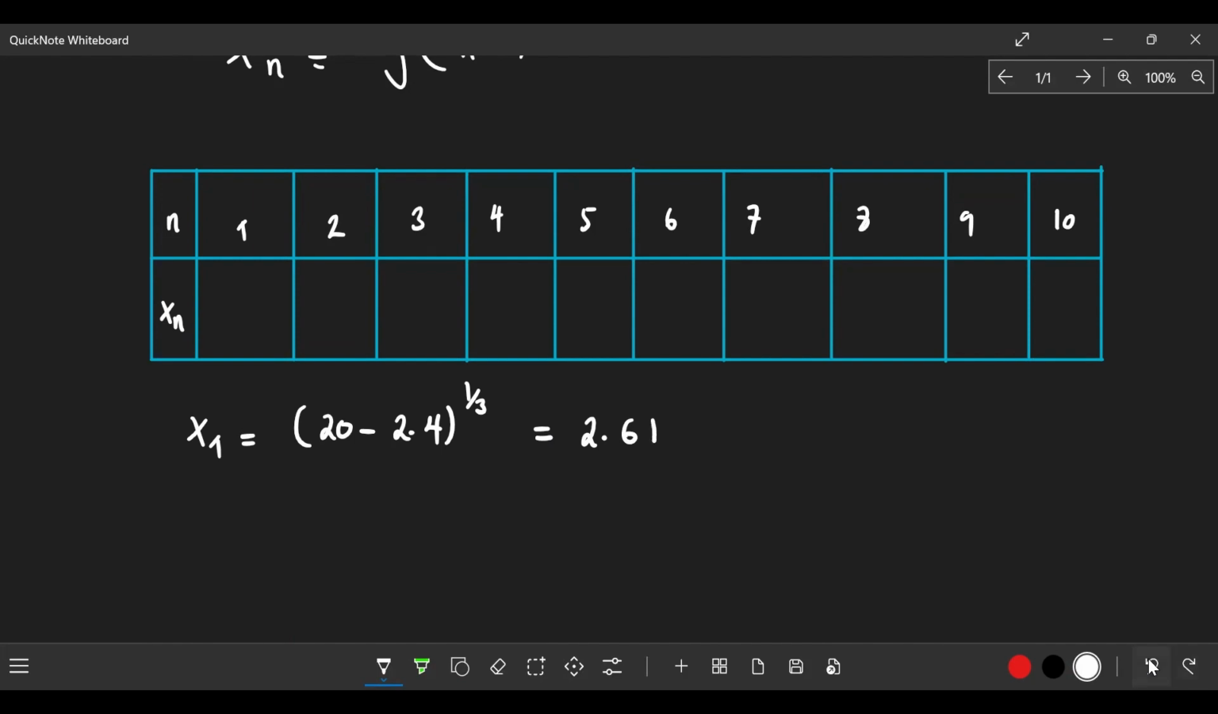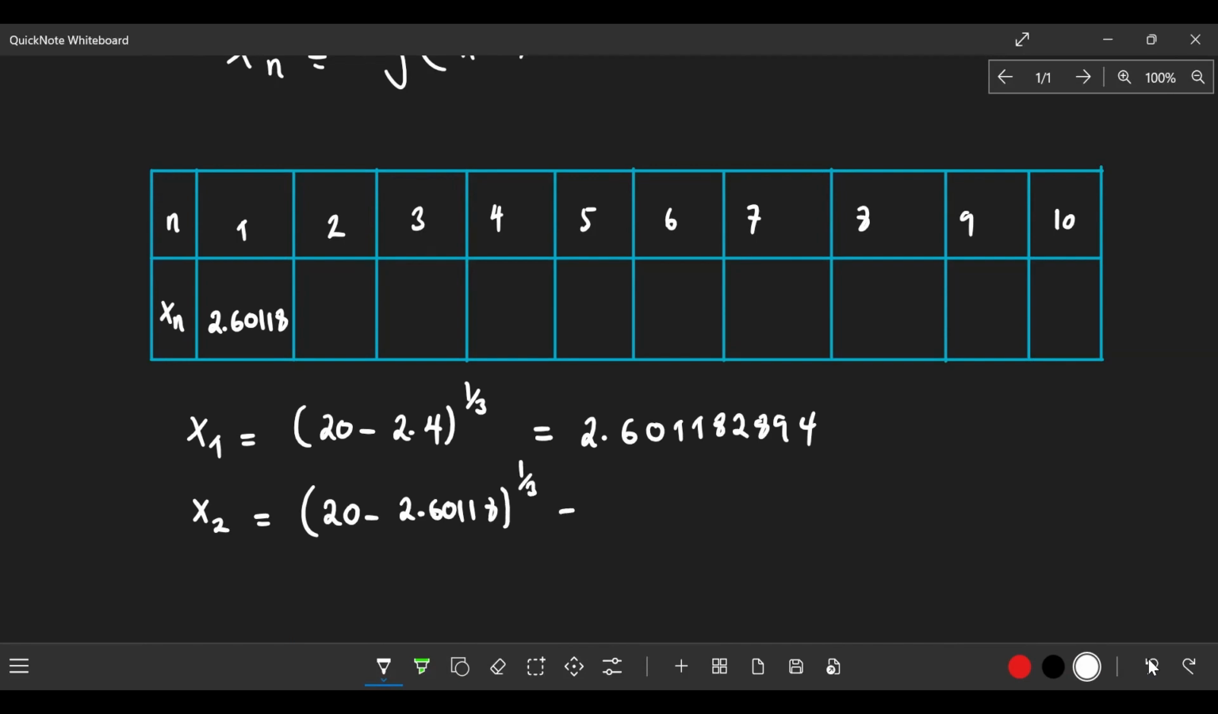2.60118. Okay. And then let's get, so this is x1, so it's 2.60118, whatever there. And then let's get x2. So we're going to use now the previous value. So the previous value is what? 2.60118, whatever there, to the power 1 over 3.